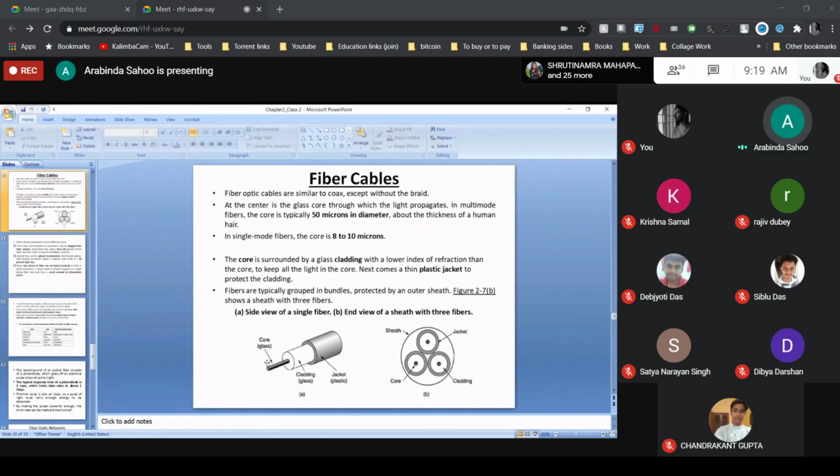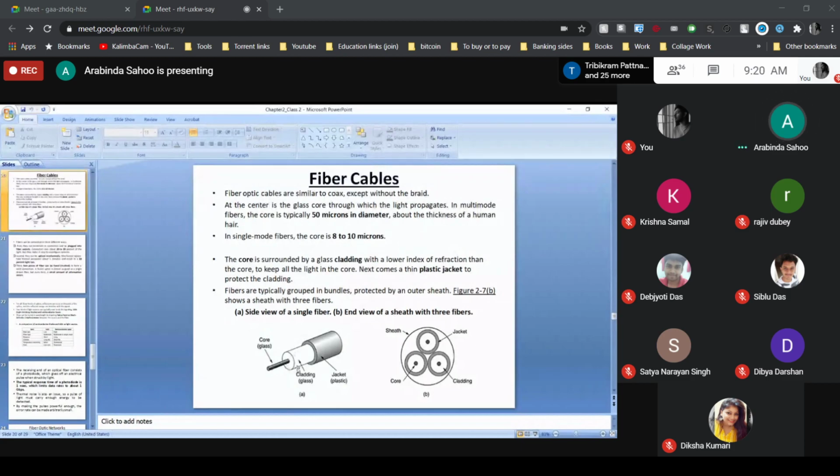It consists of core, cladding, and jacket. Whenever you want to transmit any light pulse, this light pulse normally carries the information or signal. It is normally transmitted through this core, which is the primary component associated with fiber optic cables.